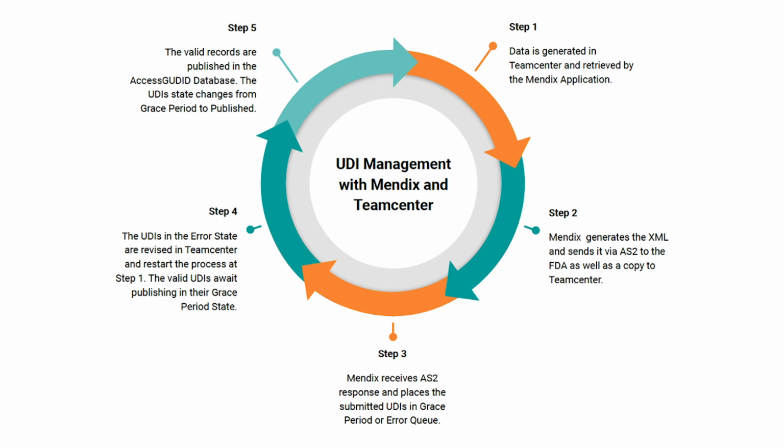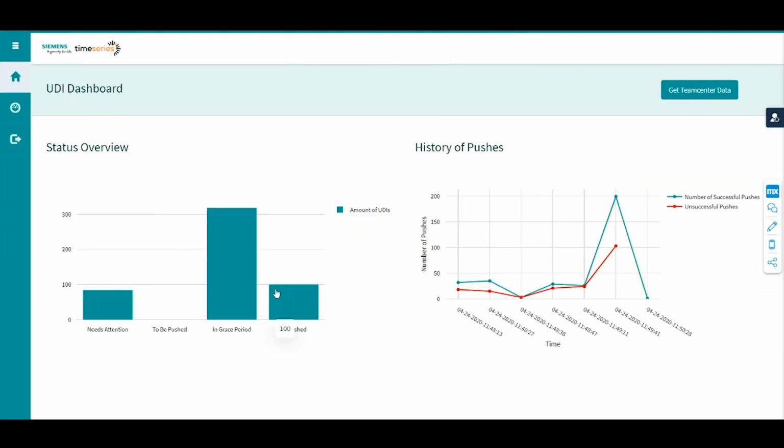So let's get started with the demo. So this is the homepage. This is where you land. You log in. This is a normal user. And what you get presented with is just kind of some summary info of your UDI submissions.